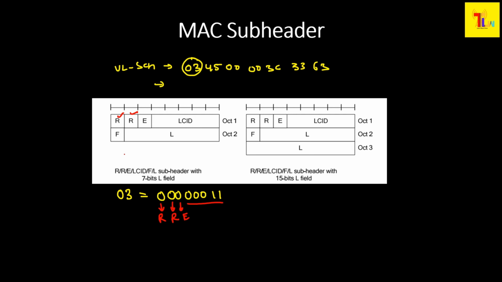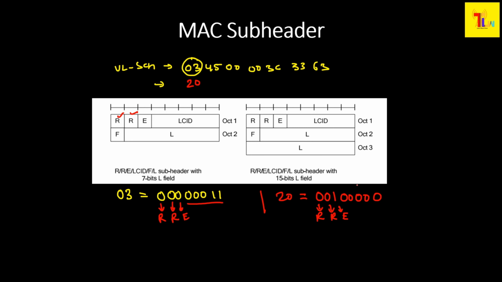If we check with other data, suppose it is not 0 but 20. Let's convert 20 into binary. This one is your R, this one is your R, and E is telling us that in this particular header we have the extended bit. We have that extended bit, this one.